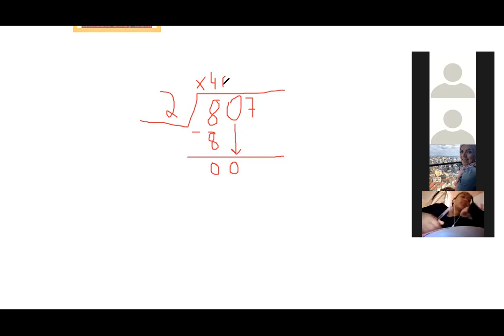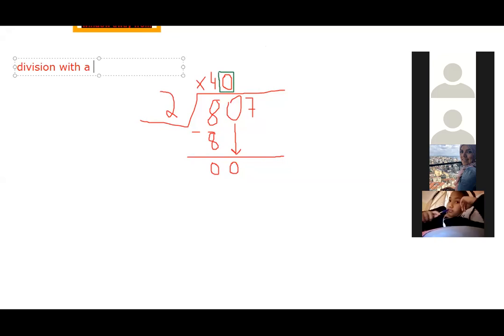Okay? So that's what we are going to learn now. It's when I put a zero in the quotient. So our lesson is when I have a division with a zero in the quotient.